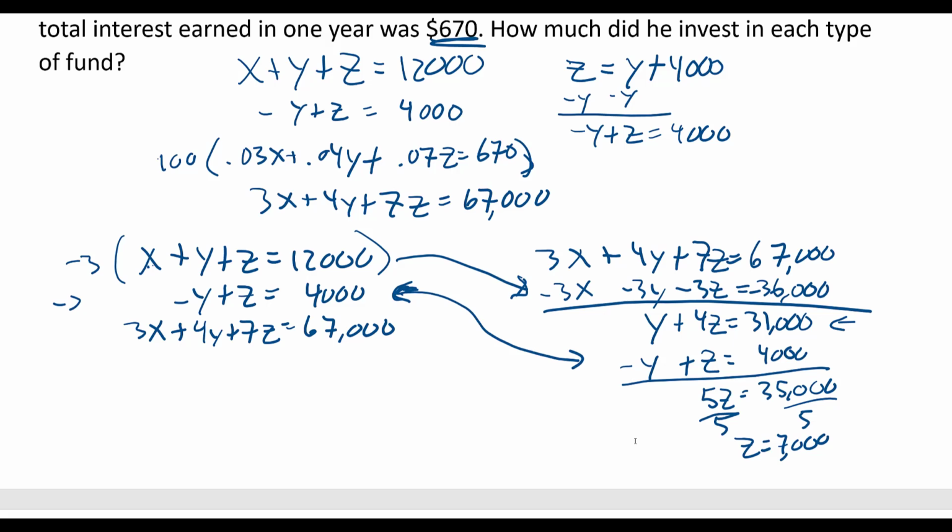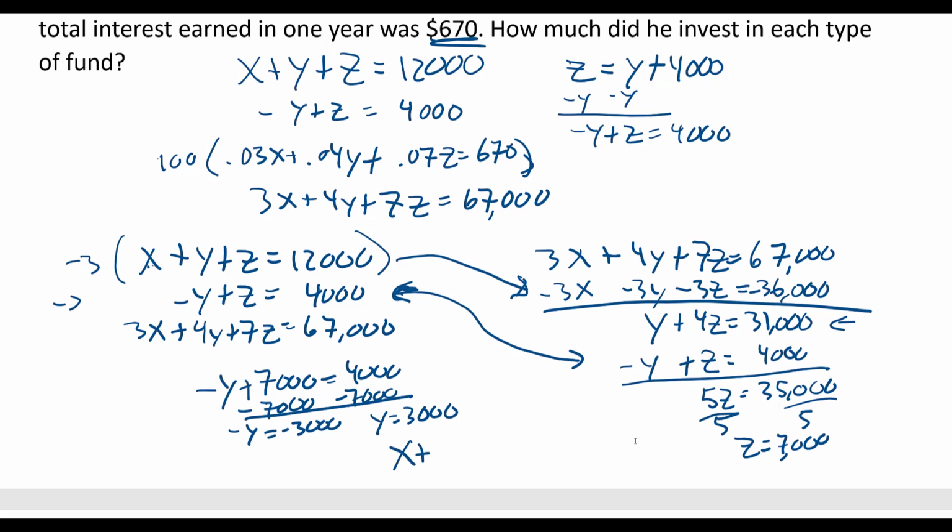Then I'll put it in the second one: negative y plus 7,000 equals 4,000. So subtracting 7,000, negative y is negative 3,000, or y equals 3,000. Now we know our y and our z. We can go to the first equation and get our x. So x plus 3,000 plus 7,000 equals 12,000. So x is 2,000.